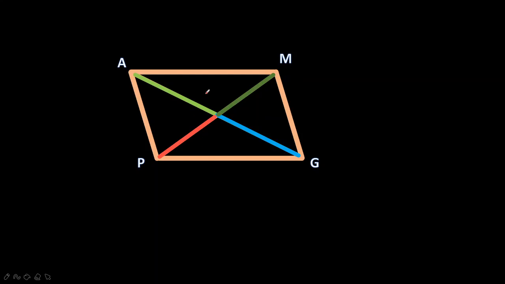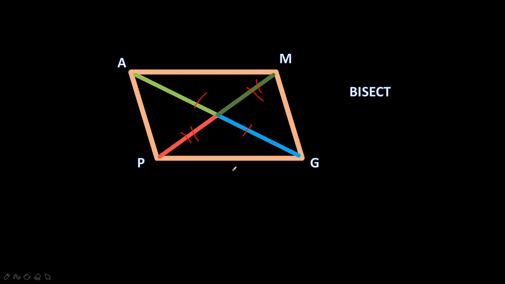Now can I prove that these parts are equal? I mean diagonal PM cuts AG into two equal parts, and diagonal AG cuts diagonal PM into two equal parts. Can I prove that? So cutting into two equal parts, that big sentence can be said in one word: bisect. So the question is, do the diagonals bisect each other?